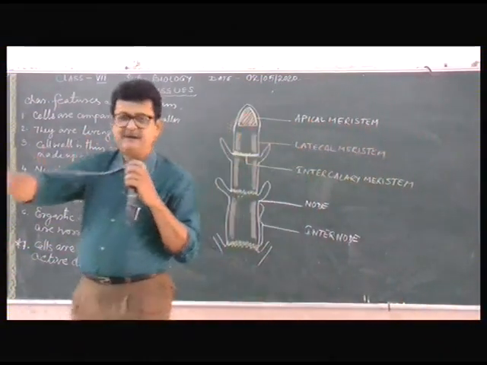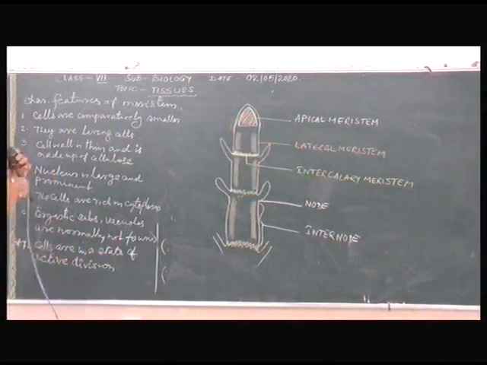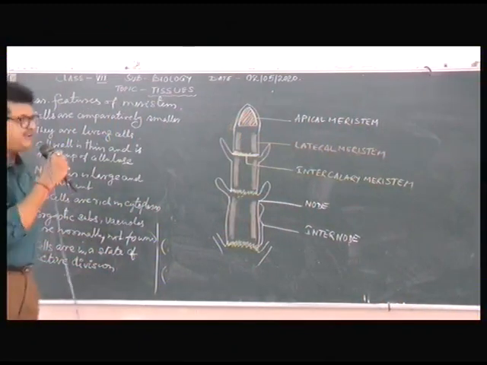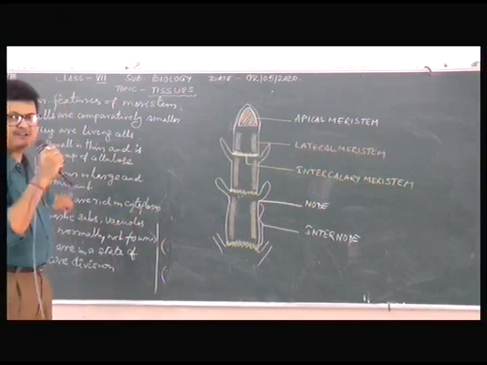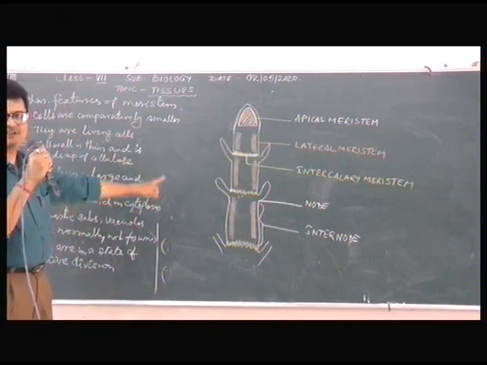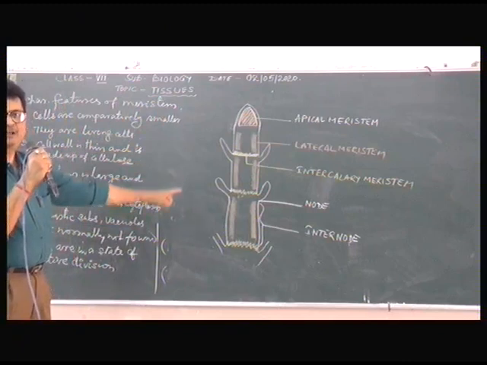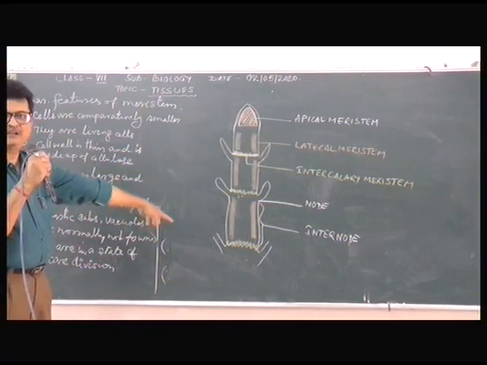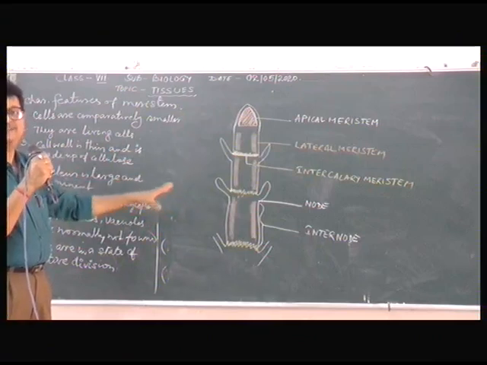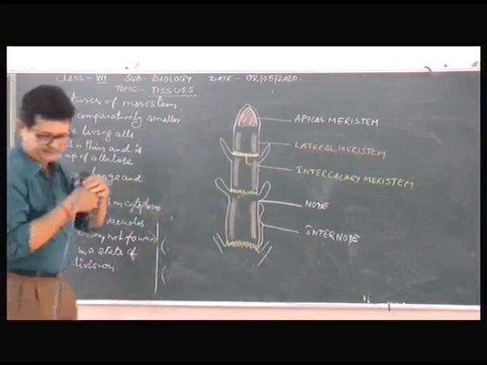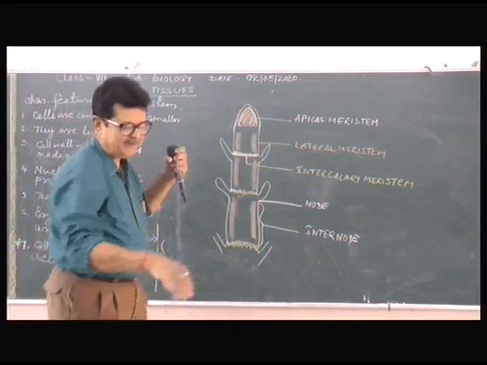So, these are the different types of meristematic tissue with their characteristics, types, location and function. You have to know about the characteristic features, the structure, the composition, the location of the tissue and the function. These are the topics and subtopics of this topic. Then we come to the permanent tissue.